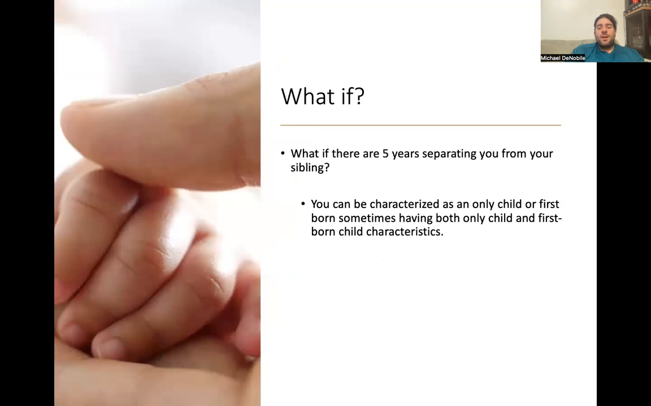What if there are 5 years separating you from your siblings? So let's say you're second born and you have a sibling who's 5 years older than you, or you're the third born and there's somebody who's 5 years older than you. Even though you may be the third child, you can have characteristics of an only child or a firstborn. Sometimes having both only child and firstborn child characteristics at the same time, it's possible. It happens. So another reason why this is not necessarily 100%.